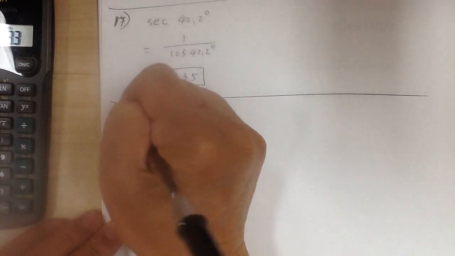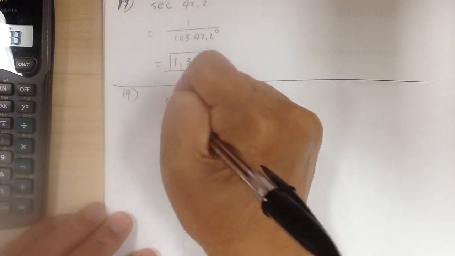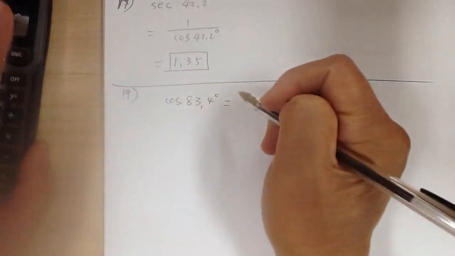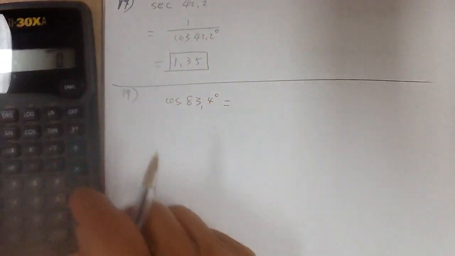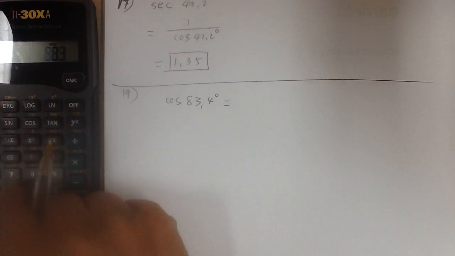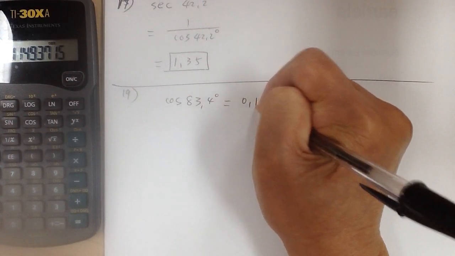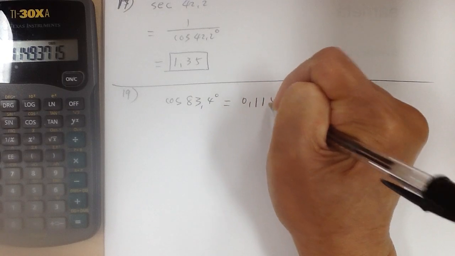Okay, number 19. Cosine of 83.4 degrees. This one is straightforward. You just enter 83.4 cosine, and this would be 0.1149, so to three significant digits it would be 0.115.